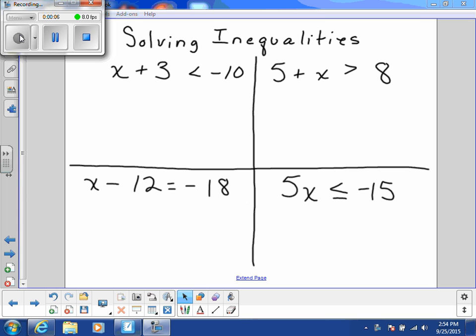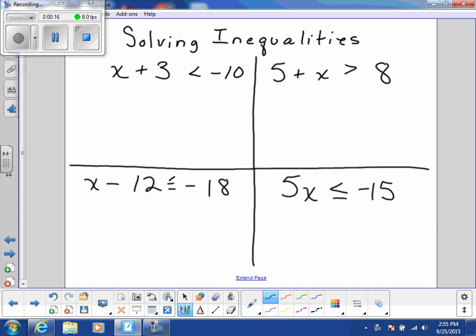Inequalities are solved the same way we solve equations, for the most part. Look at these four examples, and just pretend we had equal signs on each one. This one has an equal, so I'm going to change that to a less than or equal to. Look at the first equation.